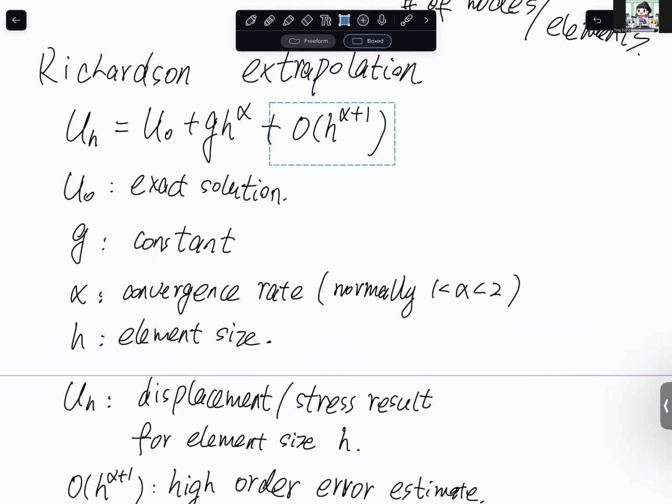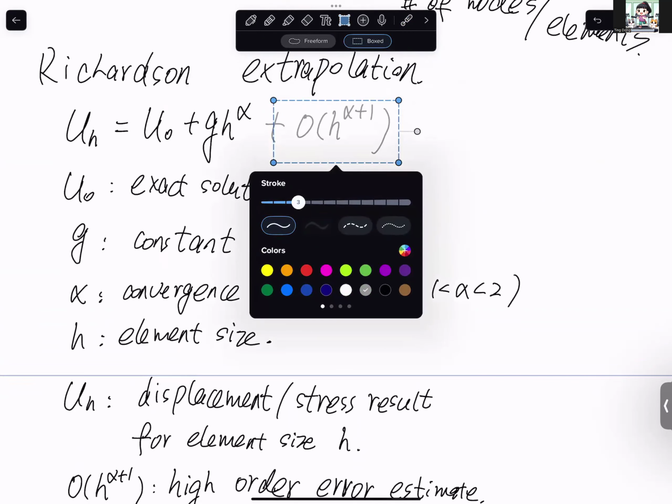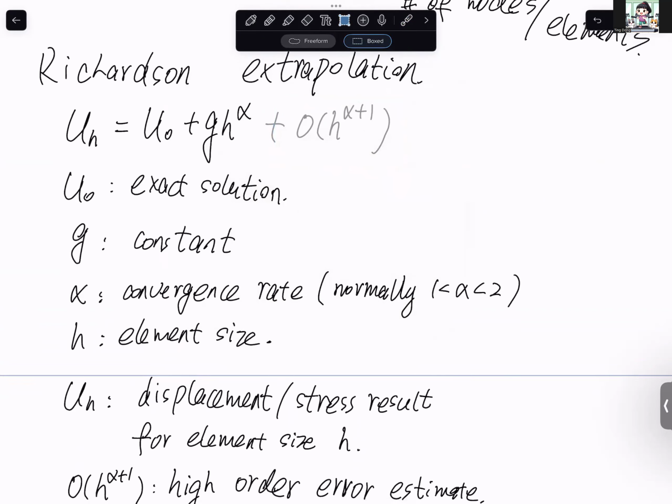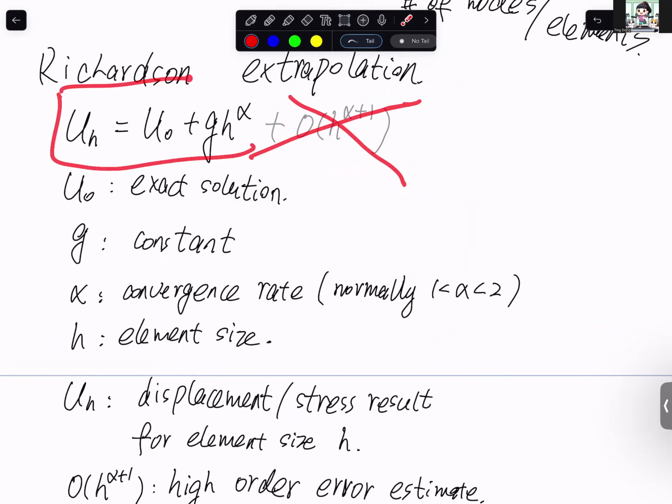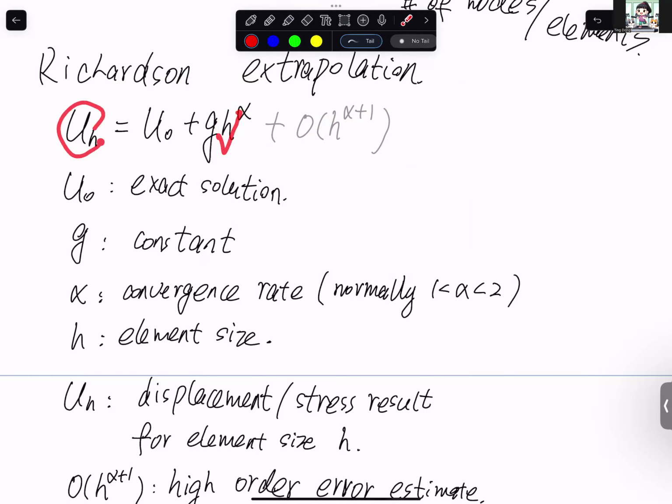Let's change the color. Now let's check this equation. Let's temporarily ignore this part and only focus on this part. When you do the convergence study, you definitely know what element size you use, right? So in this equation, purely mathematically, we can consider this given information. And this is a result, either displacement result or stress result from Abaqus. So you put in this element size, you generate this result from Abaqus. So this one is also considered given information when you do the convergence study.